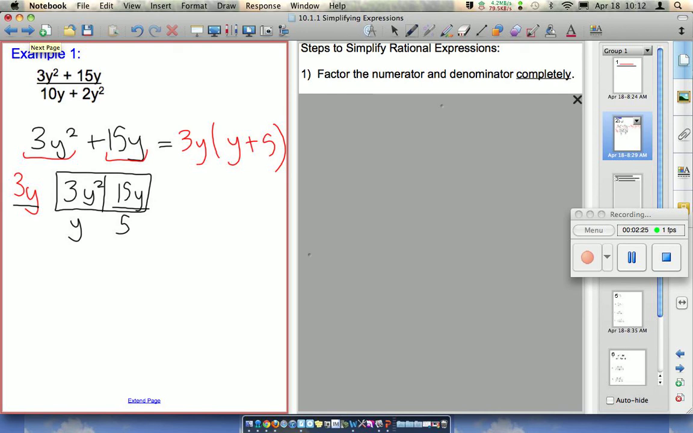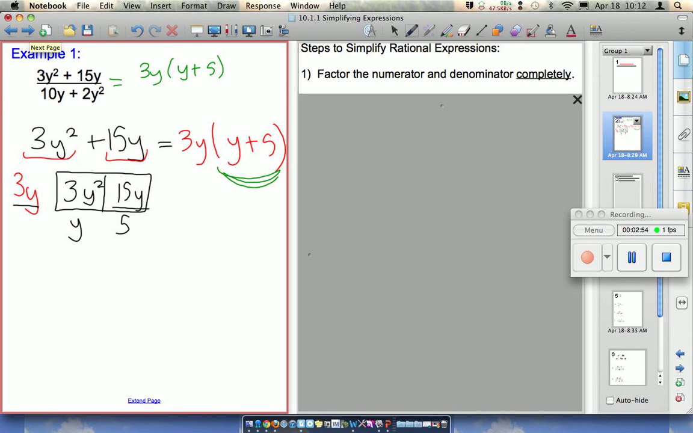Now what we do though is we do want to look and see, can this be factored further? And in our case, no. Y plus 5, that's very simple. It cannot be factored any further. If there was a y squared in there, we'd have to keep thinking about what to factor out further. So the top can be factored into 3y times y plus 5. Okay, so we start by factoring it that much. Now, we move on to factoring the denominator.